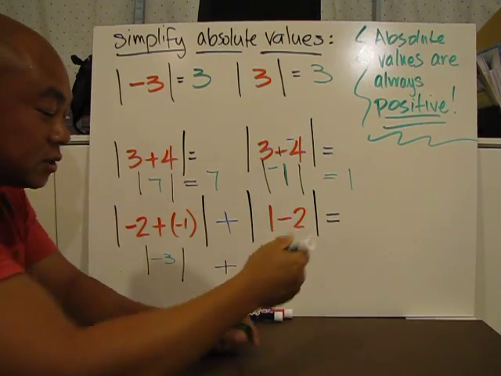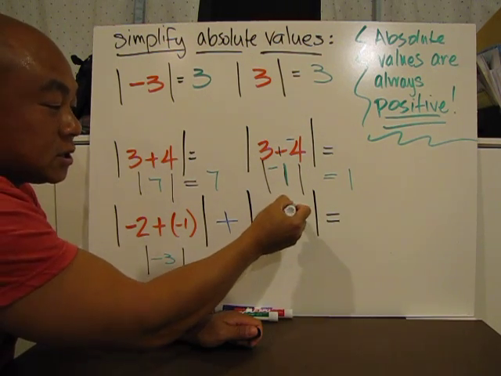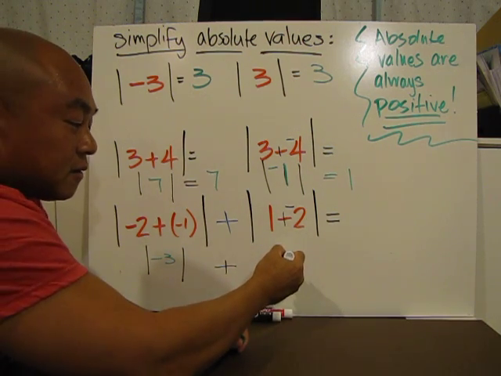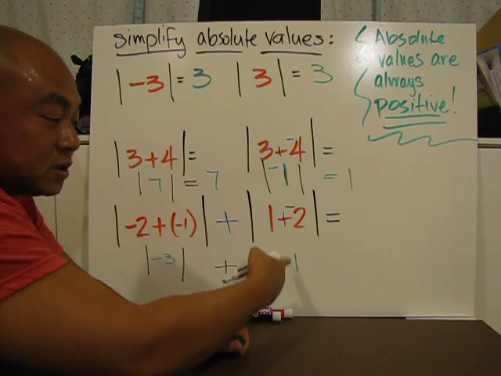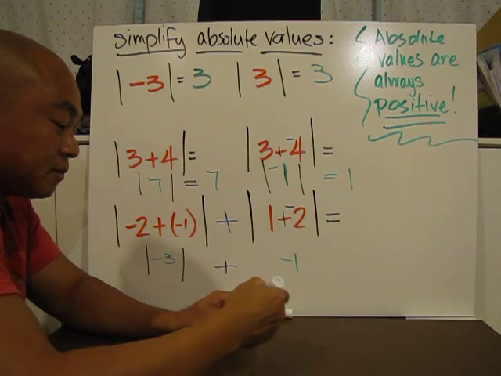Here we have 1 minus 2. We're going to change this to a plus, change that to a negative. This now becomes -1, because you subtracted 2 minus 1. And then you're going to take the sign of the larger value, -1.